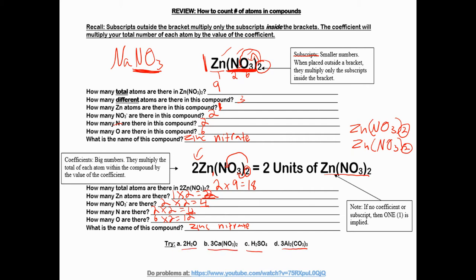So I'll start with A. With A, there's 2 times 2, 4 hydrogens, and then 2 times 1, 2 oxygens for a total of 6 atoms. For B, well, there's 3 calciums. And then for nitrogen, there's 2 times 1 times 3, so 6 nitrogens. And then for oxygen, it's 2 times 3 is 6, times 3 again is 18. 18 oxygens for a total of 27.